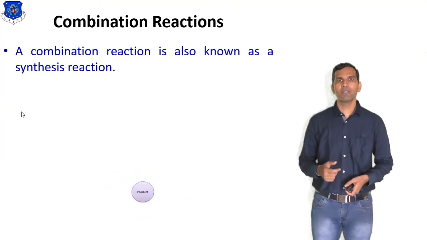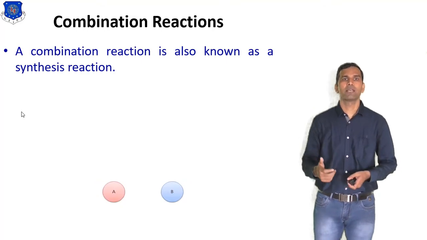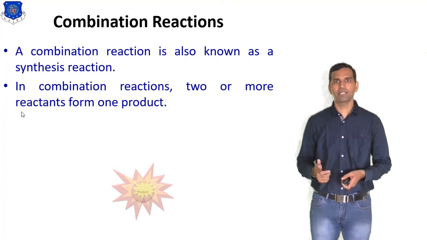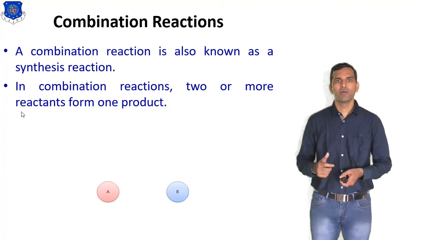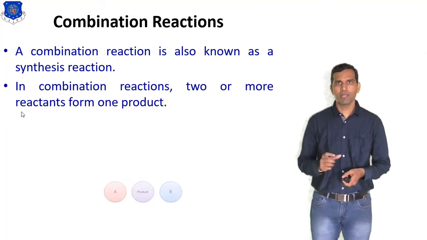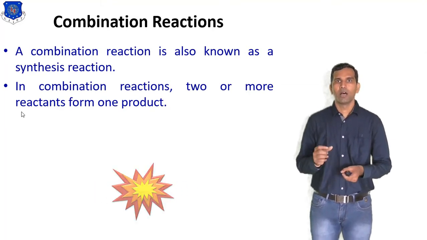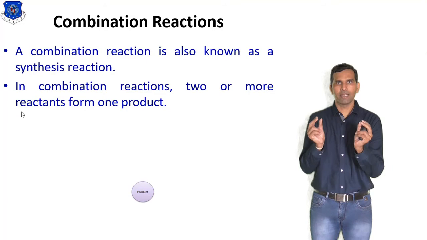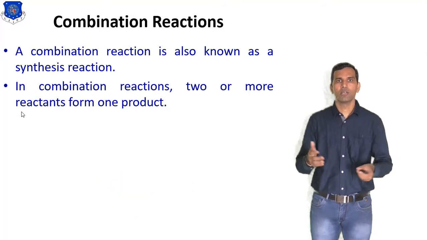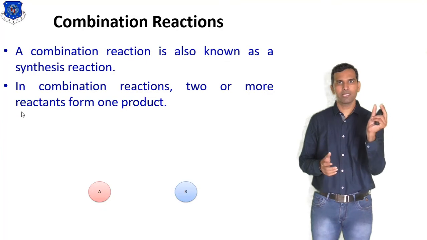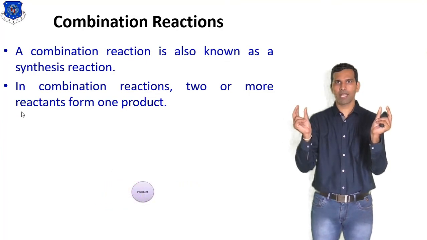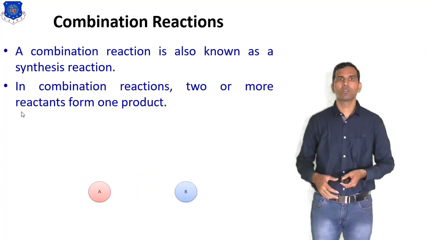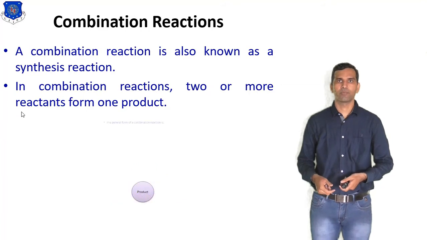A combination reaction is also known as a synthesis reaction. In a combination reaction, 2 or more reactants form one product. That means in this reaction we add 2 reactants, and they form one product. In this figure you can see that A is one reactant and B is the second reactant, and they add and form one product. So this is the combination reaction.